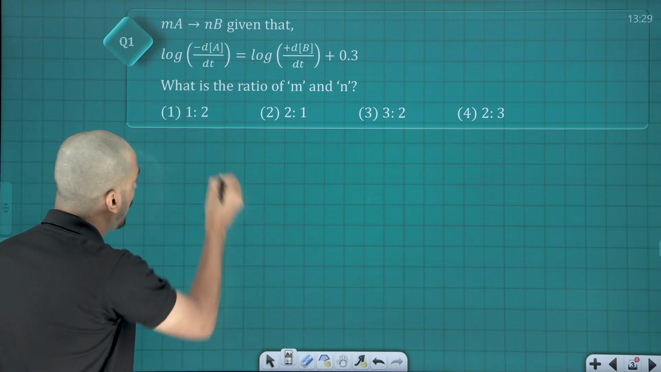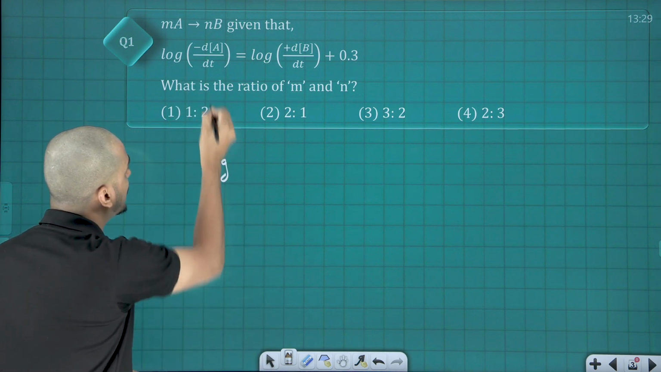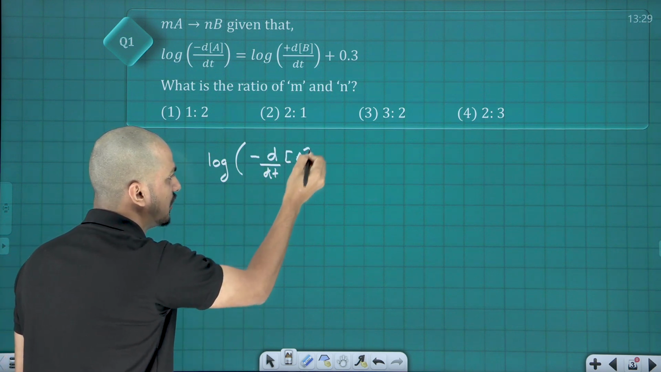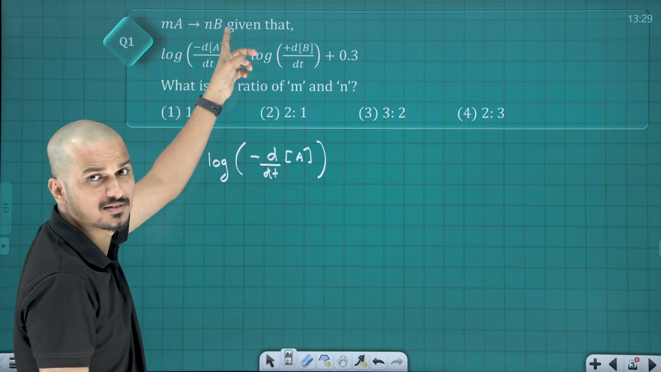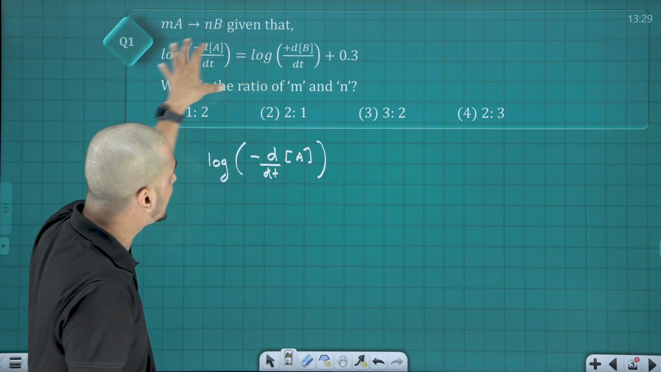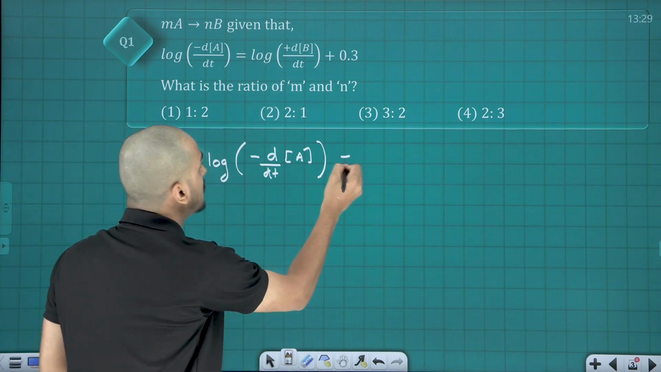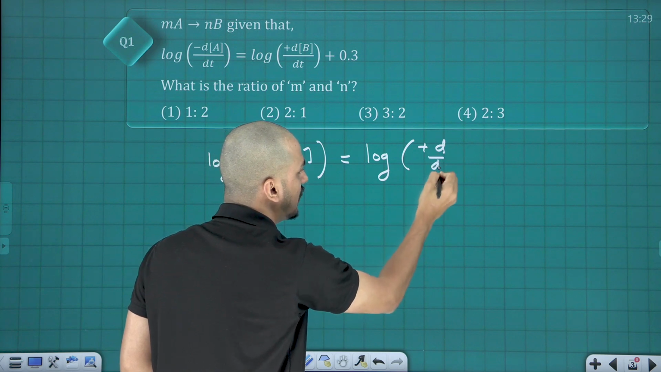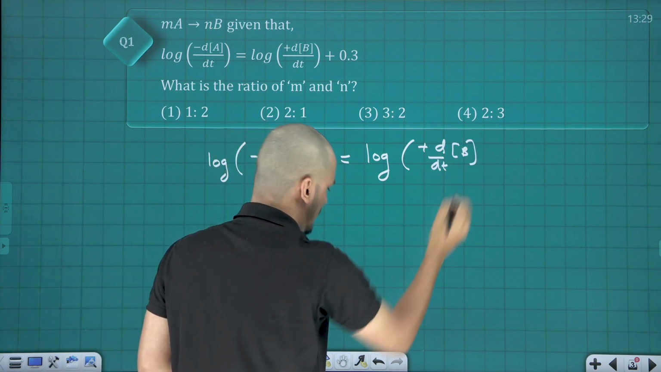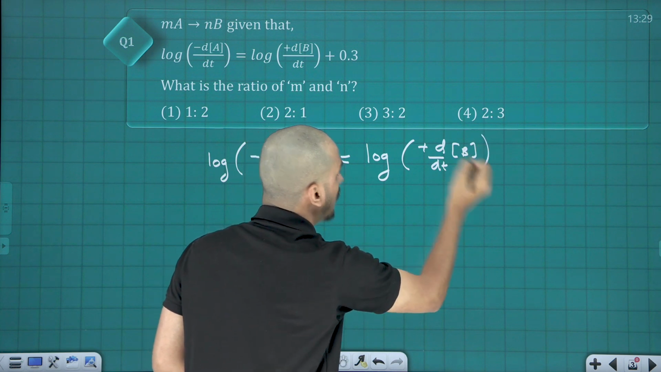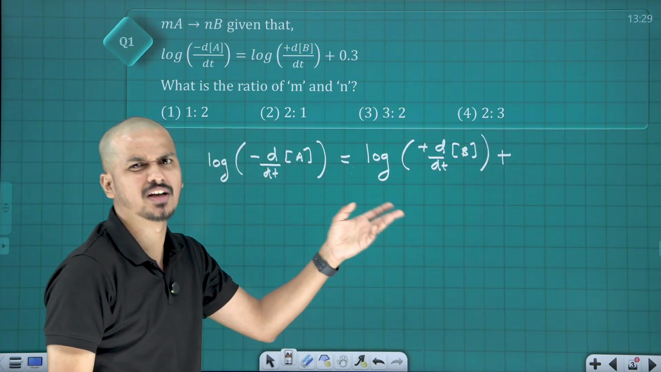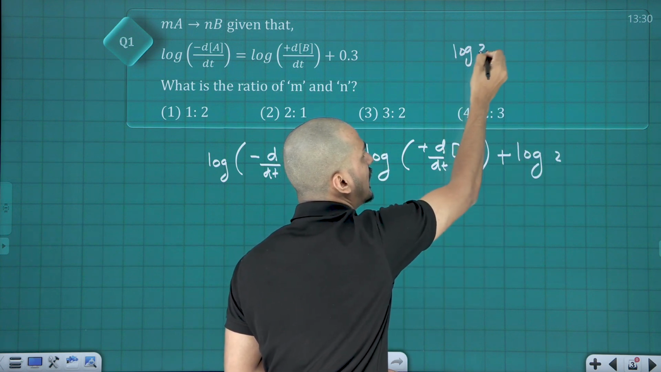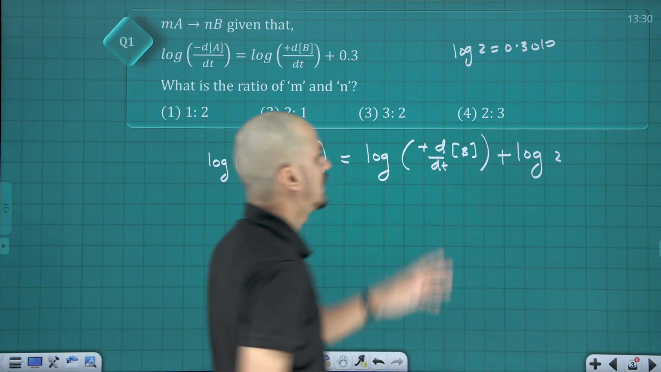Here you can see logarithm of minus d by dt of A. So this actually A gives B means reactant reacts to give product. So they given one relation in terms of logarithm. So that is equal to logarithm of plus d by dt of B, concentration of B, plus 0.3. 0.3 is nothing. I can write it as log 2. Log 2 is equal to, we know the idea, 0.3010. So that is log 2.